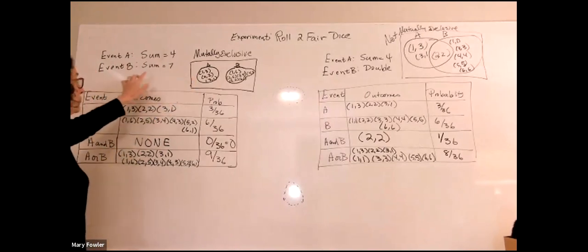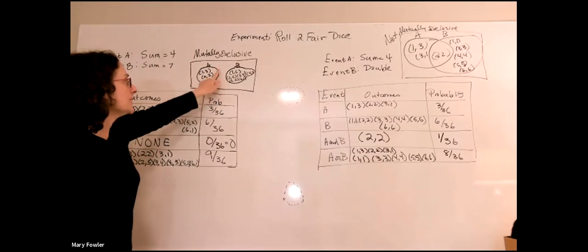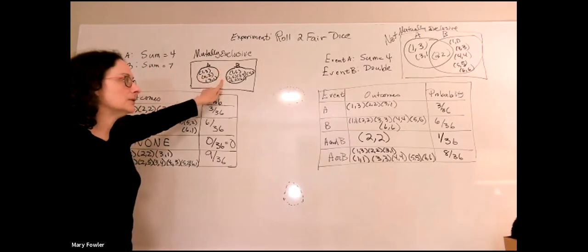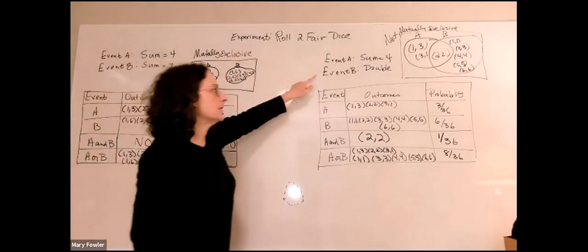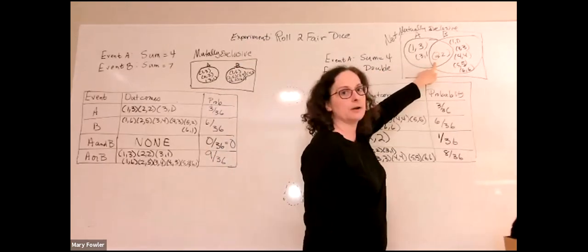So we have two situations. And the pair of events on the left are mutually exclusive. They have no outcomes in common. And the pair of events on the right are not mutually exclusive. They have one outcome in common.